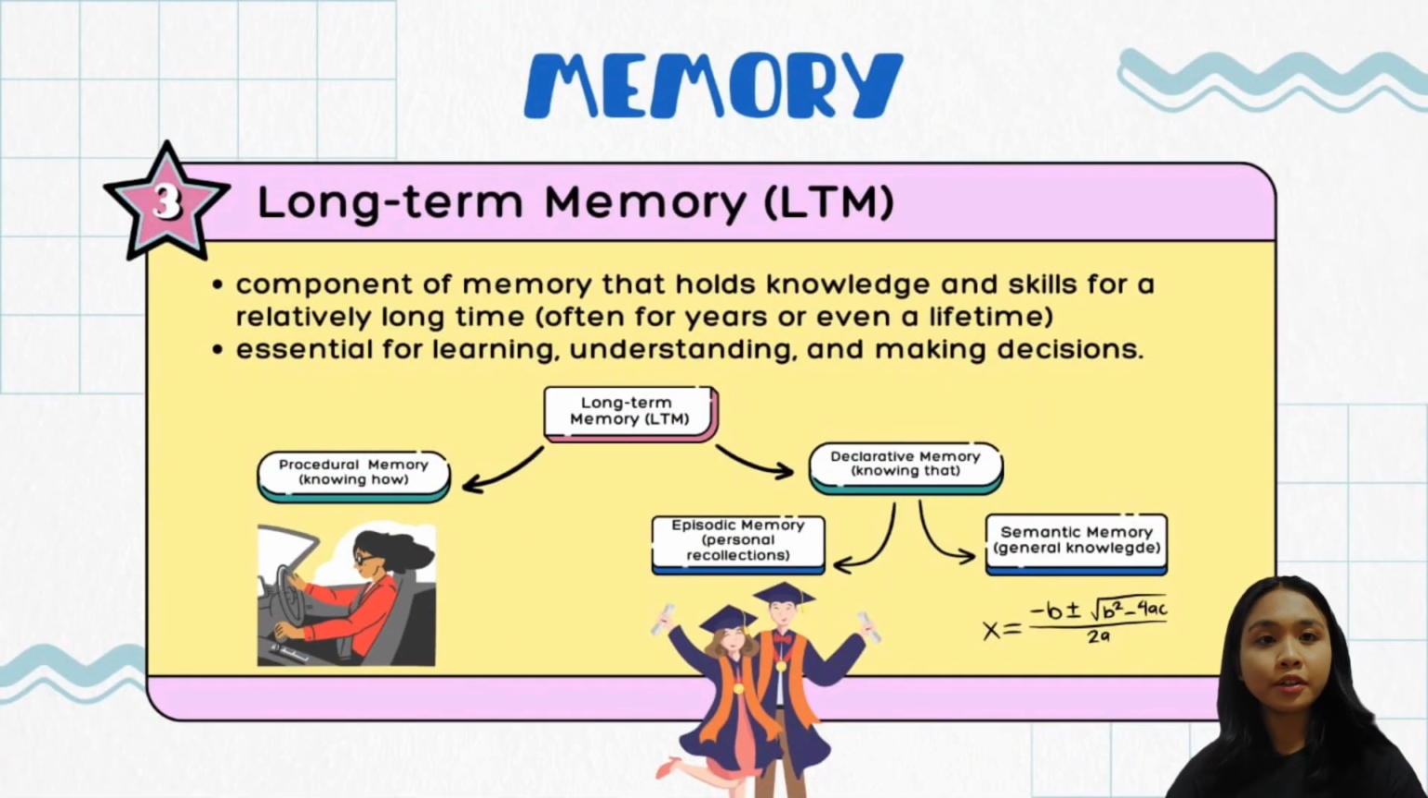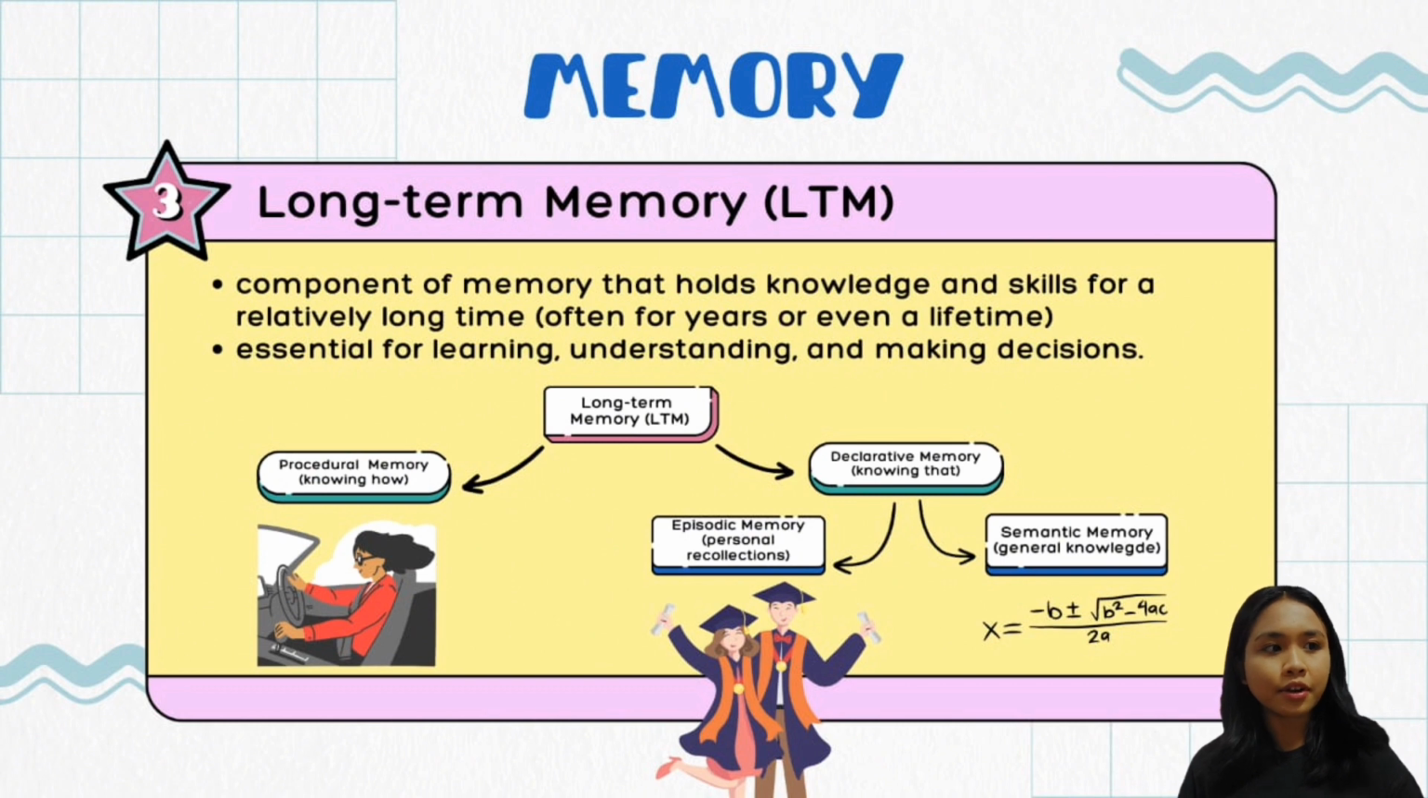Long-term memory is a component of memory that stores knowledge and skills for a very long period of time, often for years and even a lifetime. Long-term memory is divided into two types, which are procedural memory and declarative memory. Procedural memory is the memory of how to do things. For example, we know the steps to drive. Declarative memory is also divided into two parts, which are episodic memory and semantic memory. Episodic memory is a memory of a specific event, when we remember a specific event in our life.